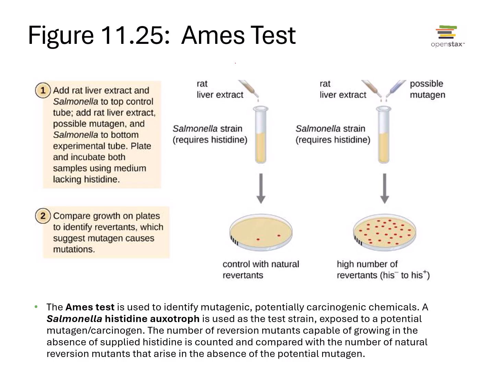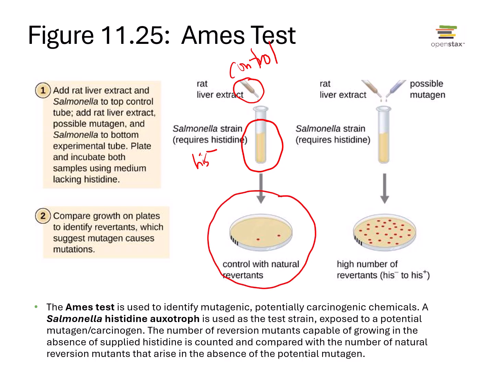Here's my control over here. I'm working with His minus bacteria, and I'm exposing the rat liver extract to my Salmonella bacteria. Nothing should happen. There is some natural revertance, so some His minus become His positive just because of spontaneous mutations.